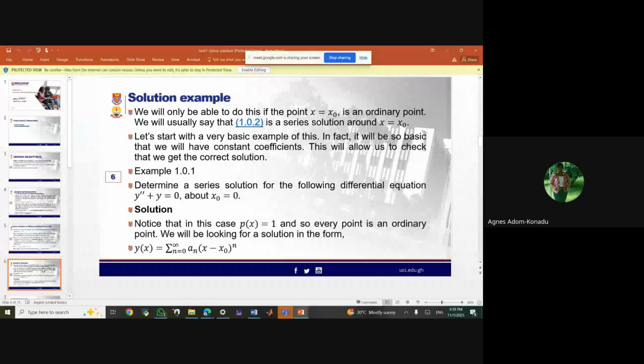We will only be able to do this if the point x equal to x naught is an ordinary point. We will usually say that 1.0.2 is a series solution around x equal to x naught. So we are saying that we can find the series solution if x equal to x naught is an ordinary point. And when we say that it's an ordinary point, it means that Q over P of x and R over P of x are supposed to be analytic. If they're analytic, it means that they're ordinary points.